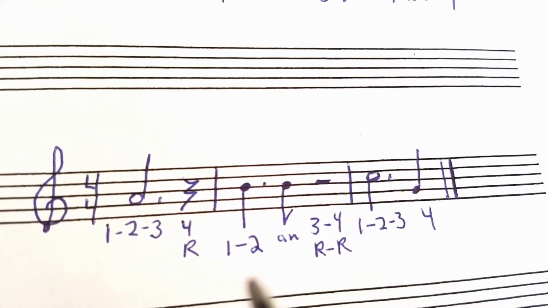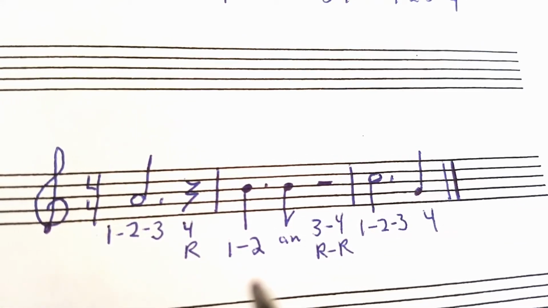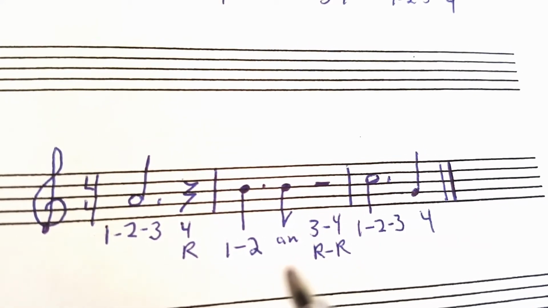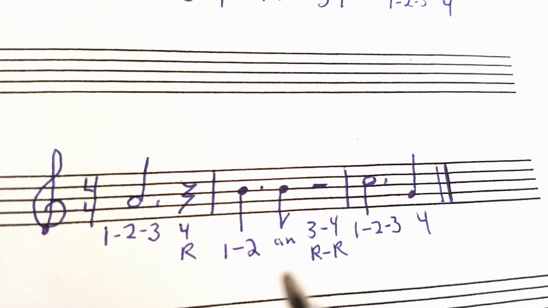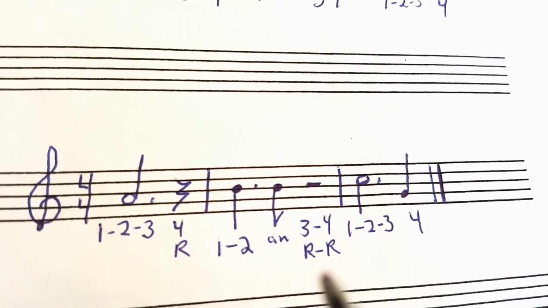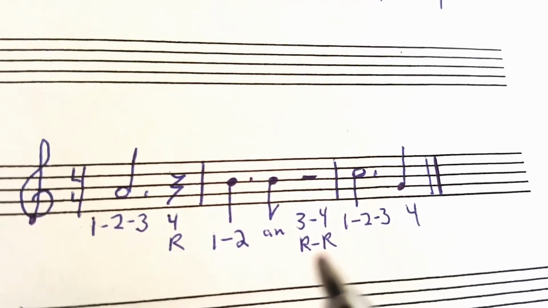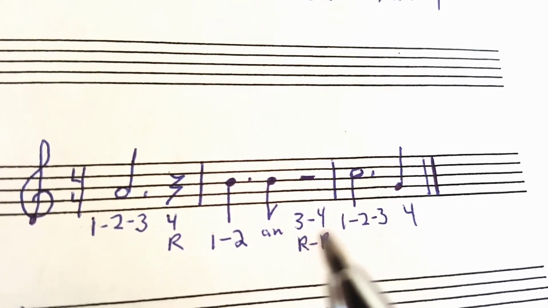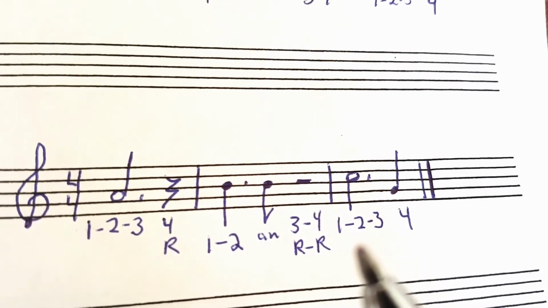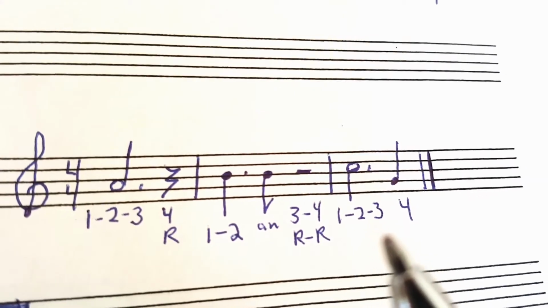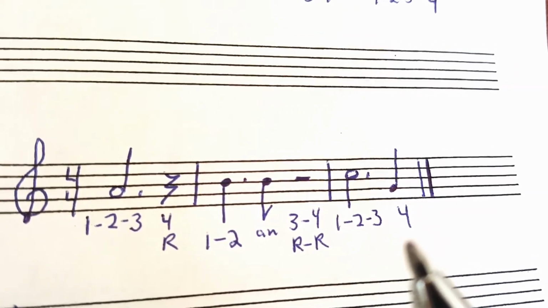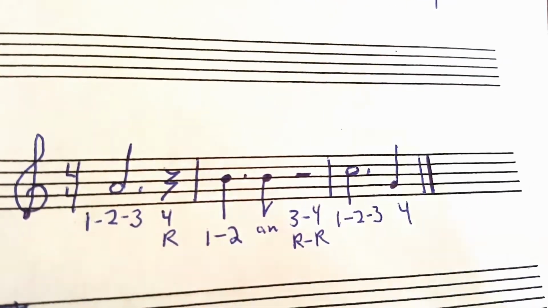Next measure, 1-2, because the dotted quarter note receives 1.5 beats, followed by an N, which is an 8th note. Then there is a half rest, which receives 2 beats in 4/4 time, so I would put a 3-4, R-R. Last measure, a dotted half note, 1-2-3, and followed by a quarter note to complete the measure, and it gets a 4.